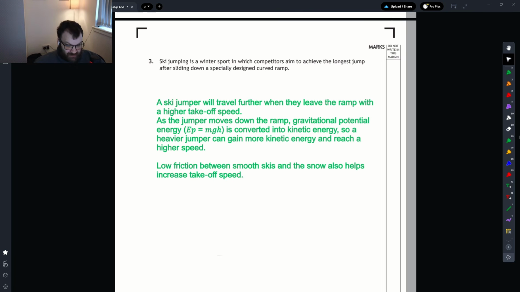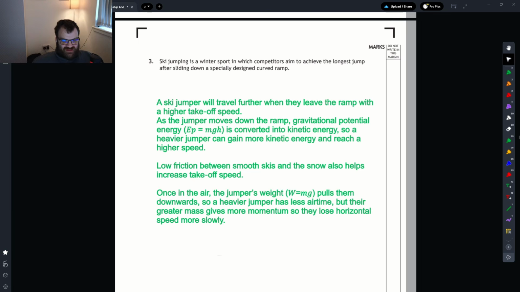In terms of the equipment, having low friction between the skis and the snow would also help increase the takeoff speed, reduces their losses due to the heat from the friction. When in the air, the weight is going to be dragging them down. That is mass times the gravitational field strength. That will be higher, the weight will be higher for heavier jumpers, so they'll have less airtime, but they'll be hurtling through the air more quickly because their mass is greater as well for that.